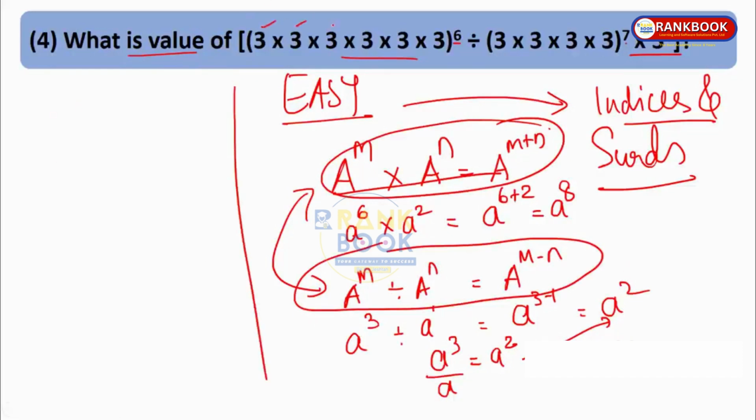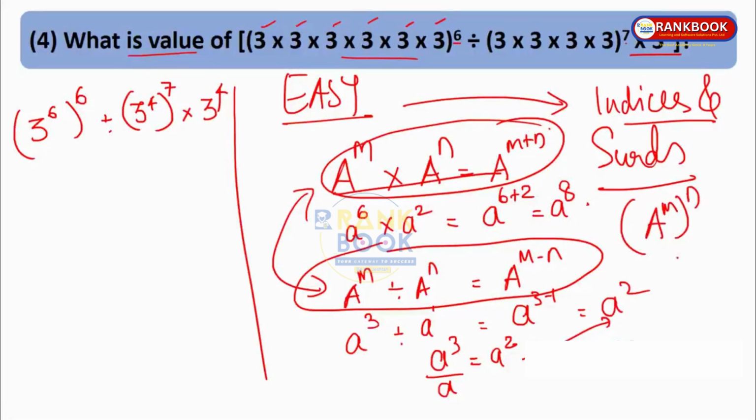There are 1, 2, 3, 4, 5, 6. There are 6 3's. So 3 raised to 6, all raised to 6, divided by 3 raised to 4, all raised to 7, multiplied by 3 raised to 4. Now we have seen these two formulas. There is another formula: a raised to m, if it is raised to n, what is it? We have seen earlier. It is simply a raised to mn, correct? So what would it be?